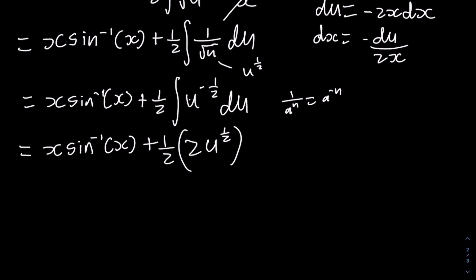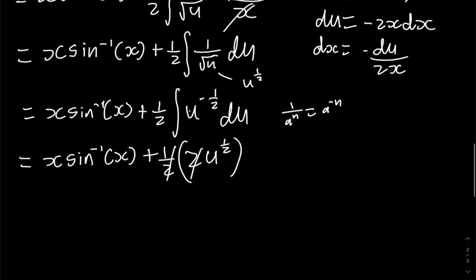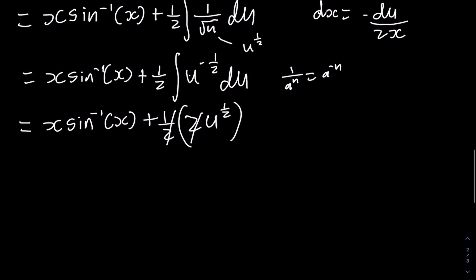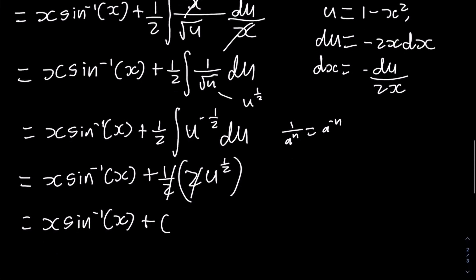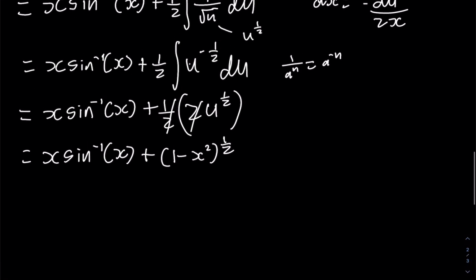Now this 1/2 and this 2 cancel super nicely, and the final step is to get back to the x world. That means replacing u with what x was. We know that our u was 1 minus x squared. So now we have x times the inverse sine of x plus u to the 1/2, which is 1 minus x squared to the 1/2 power, and we are essentially done. To make this nicer, raising to the 1/2 is just a square root.